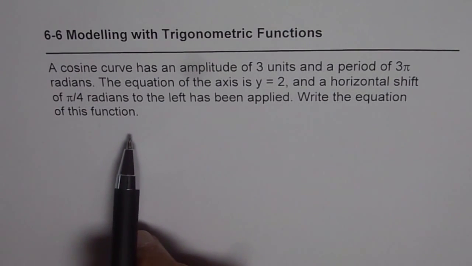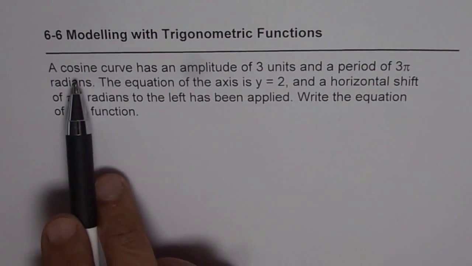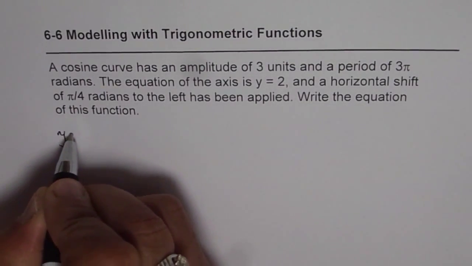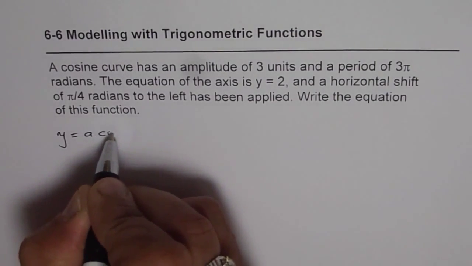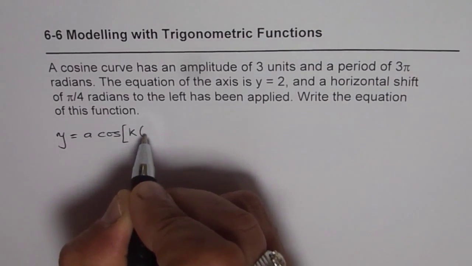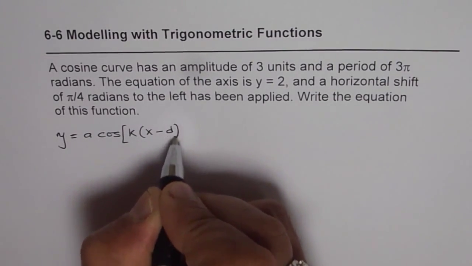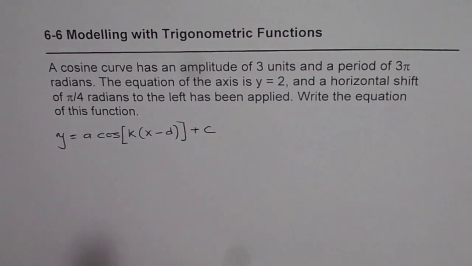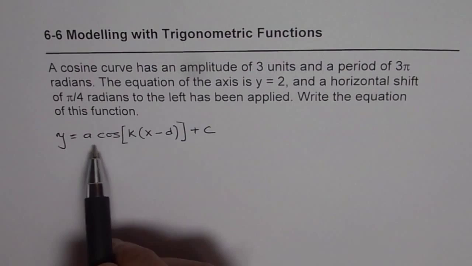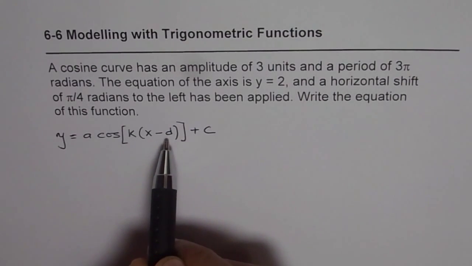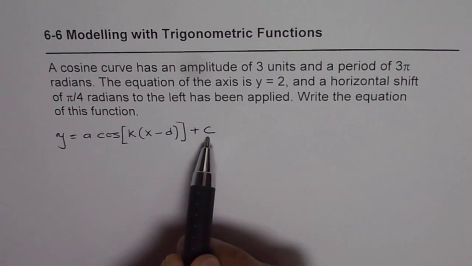Now in this particular case, we want to write in terms of cosine. So in terms of cosine, we can write the function as y equals a cos of, I prefer to use square brackets here, k times (x minus d), plus c. Now here a is the amplitude, k is the number of cycles in 2 pi radians, d is the horizontal shift, and c is the vertical shift.